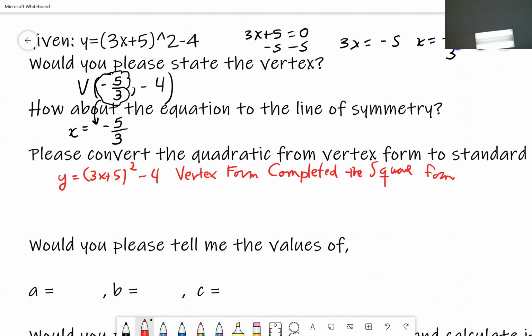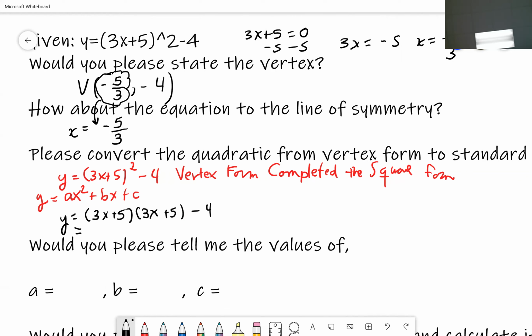So how do we convert that to standard form? Standard form is this form. That's all standard form is. So what we do is we say, okay, fine. y equals 3x plus 5 squared. I'm not going to waste time there. You know that this means 3x plus 5 times 3x plus 5 minus 4.